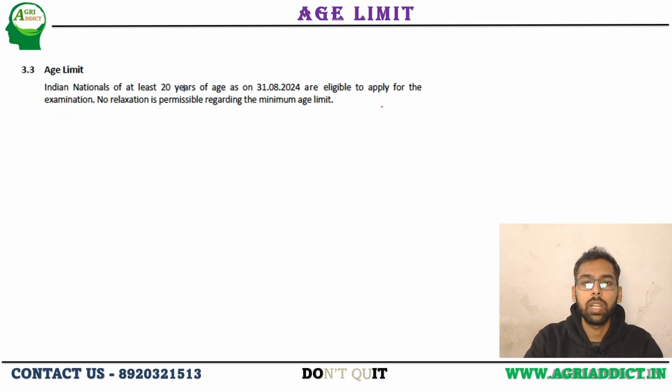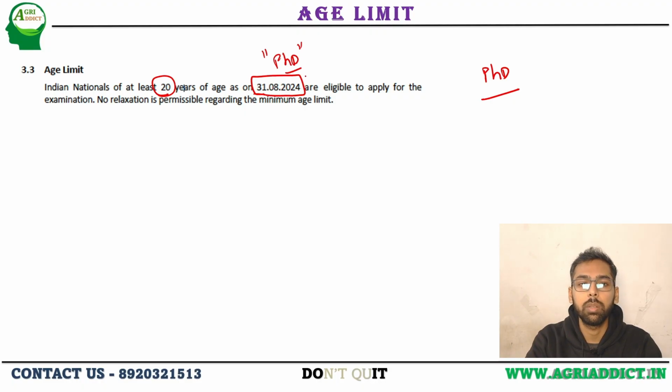So the age limit for the PhD examination. The minimum age limit will be 20 years, and this date should be checked for every PhD examination year, which will be provided in the information bulletin.